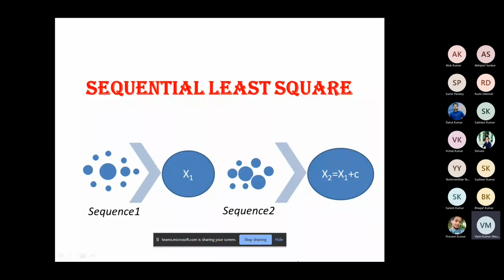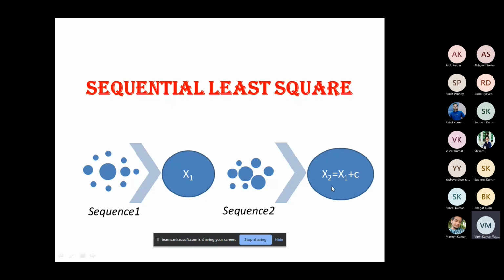So what we can see in this image is x2 equal to x1 plus c. If somehow we can compute that c value, then we can compute x2. So in the sequential least square, our objective will be to get that value c. If we get the value c, we add it to x1. X1 is the previous estimate from the previously observed sequence. Then you will get the new estimate x2, not just for sequence 2, but for all the sequences.